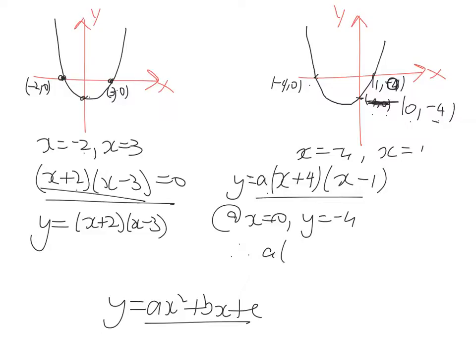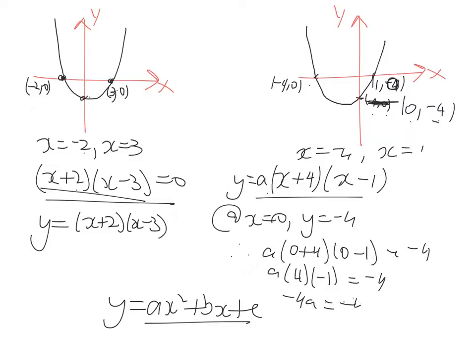Therefore, a(0 + 4)(0 - 1) equals -4. We simplify and solve. So a times 4 times -1 equals -4. So -4a equals -4. So from there we say that a equals 1.